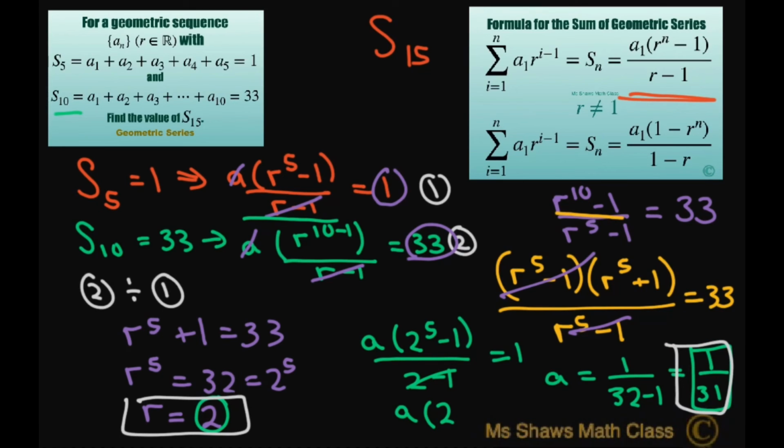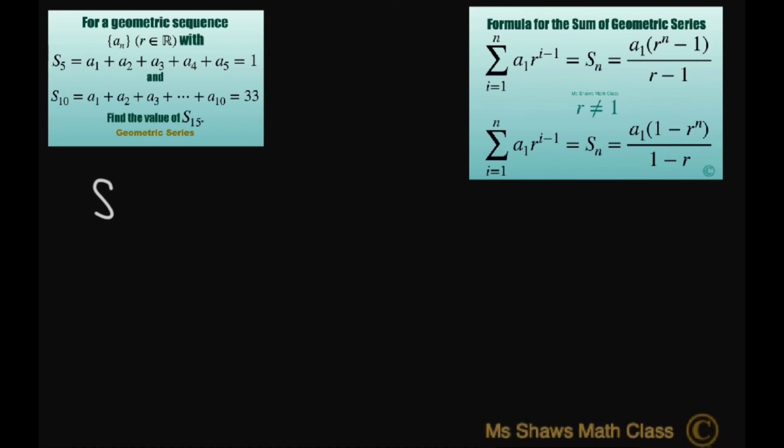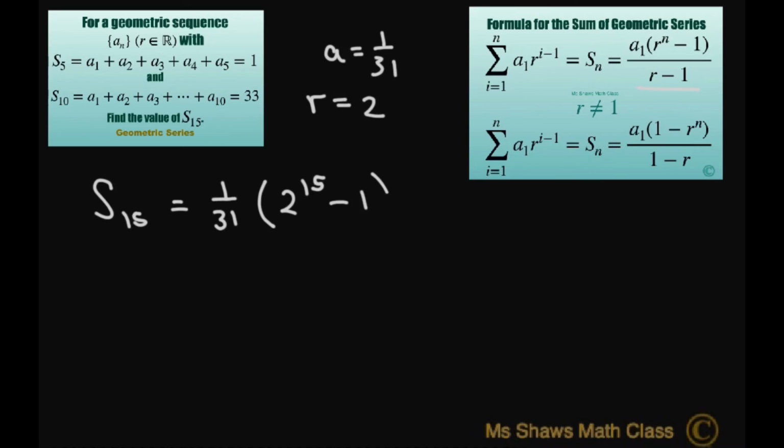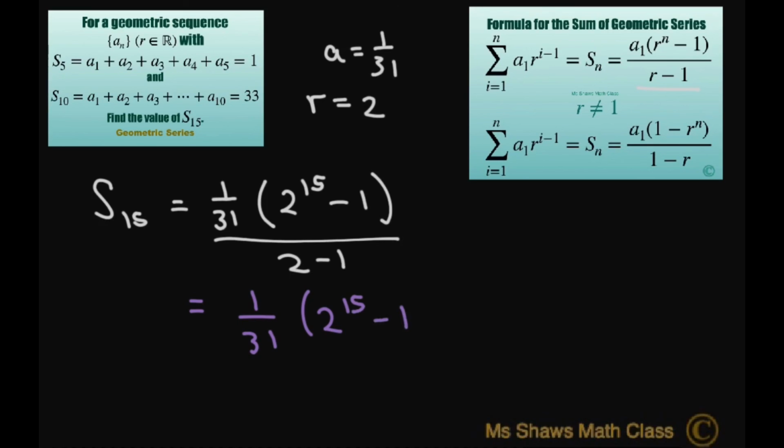Now we can find our sum. Our a was 1 divided by 31 and our r is 2. So using this formula again, we're going to get 1 divided by 31 times 2 to the power of 15, that's your n, minus 1, all divided by 2 minus 1. And this just simplifies to 1 divided by 31 times 2 to the power of 15 minus 1. And we can leave the answer like this.